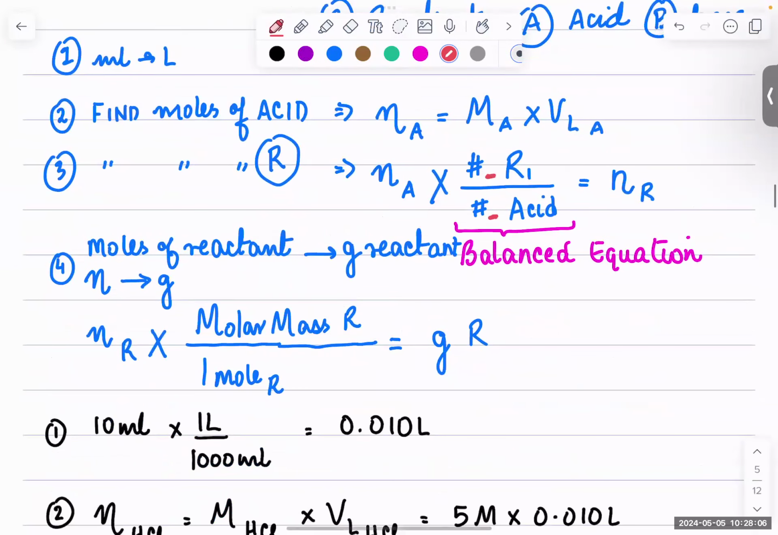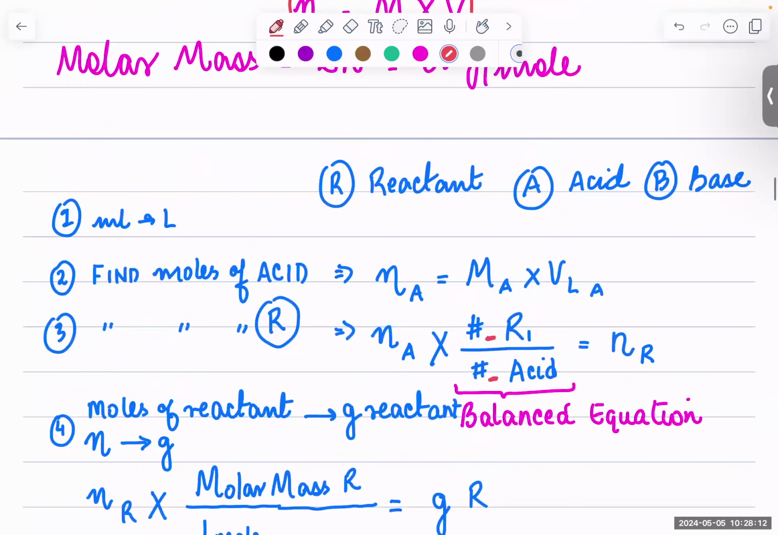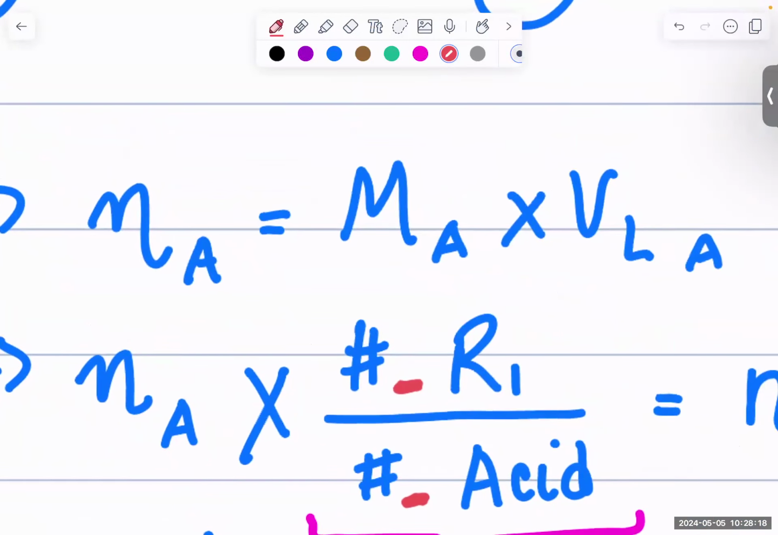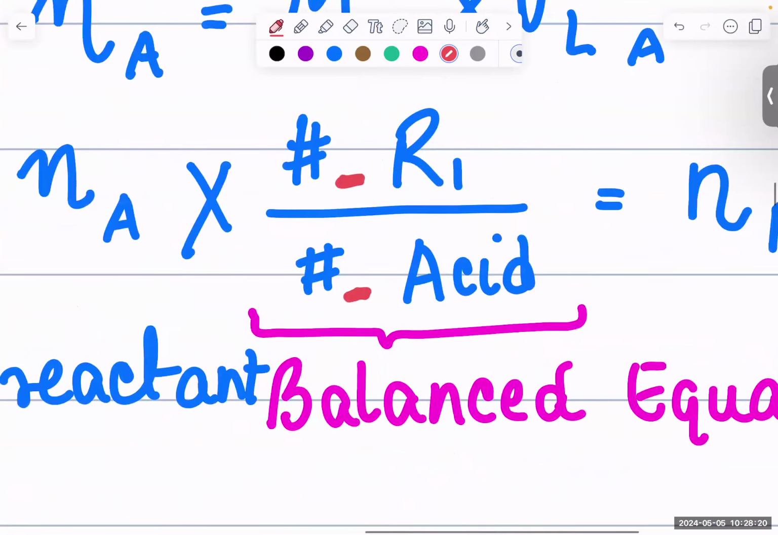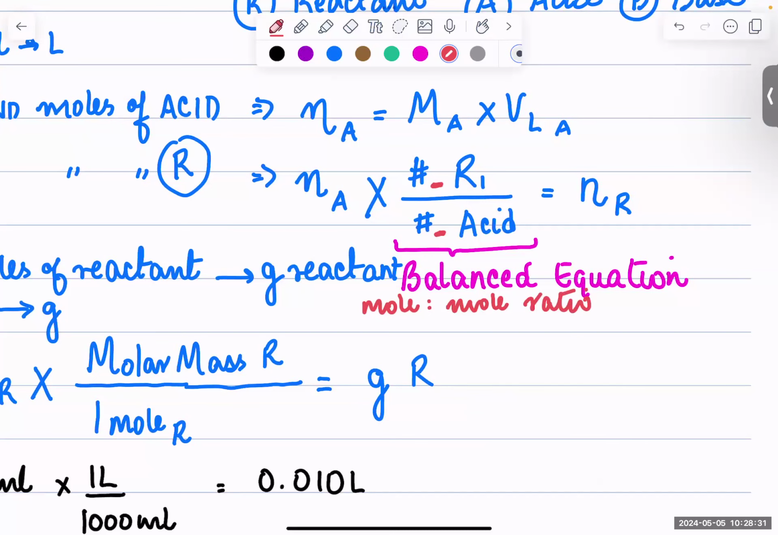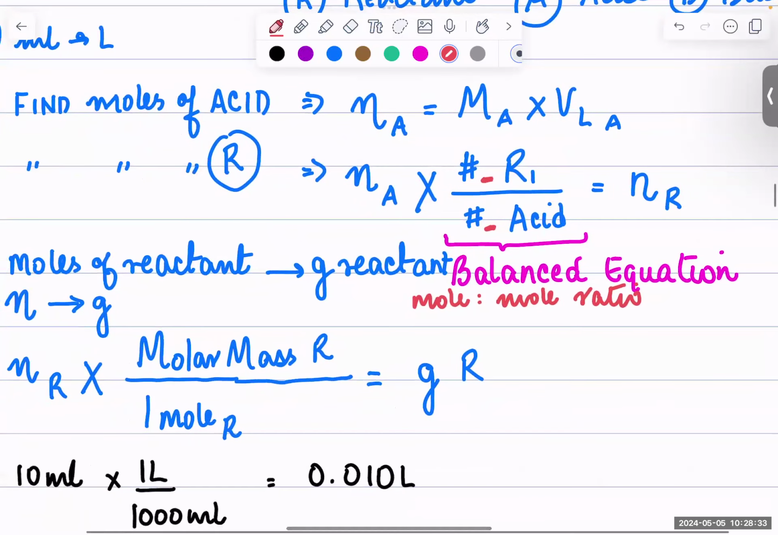Okay. Next, you get the moles of the reactant, which is the other entity. So moles of the reactant is you take the moles of the acid, this one that you found from here, and multiply by the mole to mole ratio. So this is always the mole to mole ratio from the balanced equation. Okay, and that gives you the moles of the reactant.